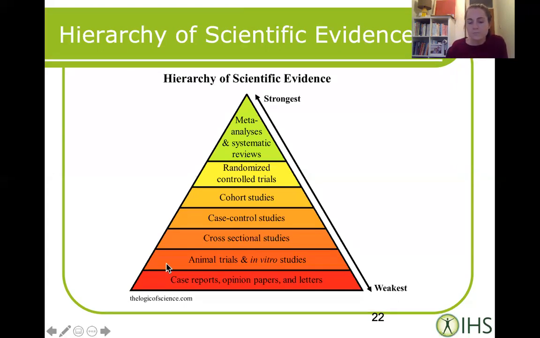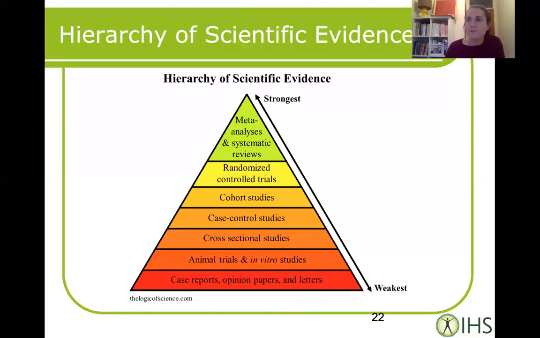So down the bottom here are case reports, opinion papers, and letters. These are considered the weakest form of evidence. And in some ways, these aren't study designs themselves. These are all studies here, and these, in some ways, these two anyway, are secondary information, but they are a way of documenting evidence. So opinion papers also include something called narrative reviews.